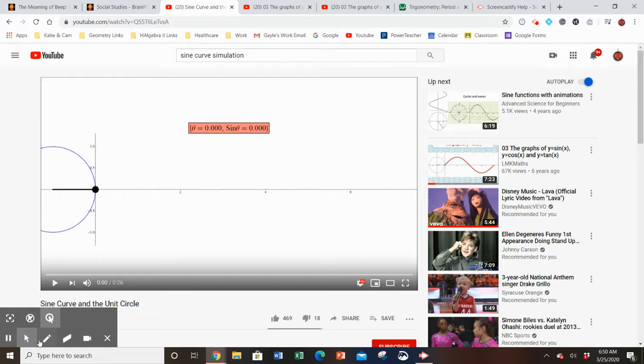So starting with the sine, your input is the angle, and then your output is sine, which means your output pertains to the y value. So if you think of 0 radians, your y value is 0. If you go up to pi over 2, your input is pi over 2, and your y value is 1. If you go over to pi, your input is pi, your output is a y value of 0.